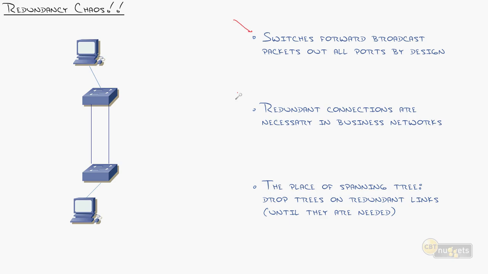So again, to restate the issue, switches forward broadcast packets out all ports by design. And yet, redundant connections are necessary in business networks, but if we just leave it as is, those broadcast packets will loop around and take down the whole network. We can't have that, so we have the place of spanning tree. Spanning tree drops trees on redundant links until they are needed. I know, sounds cheesy.